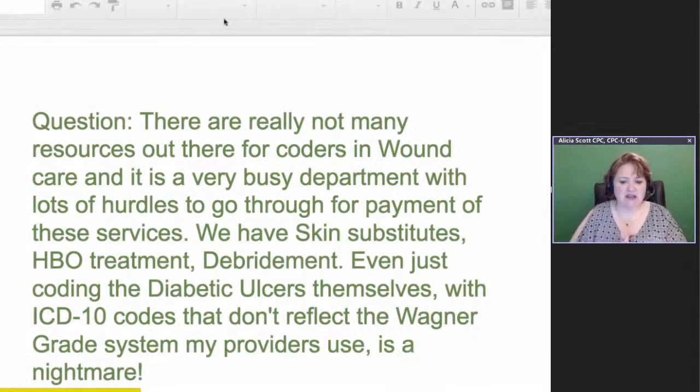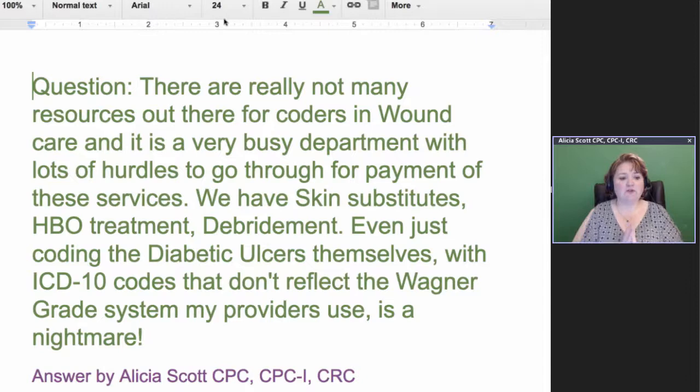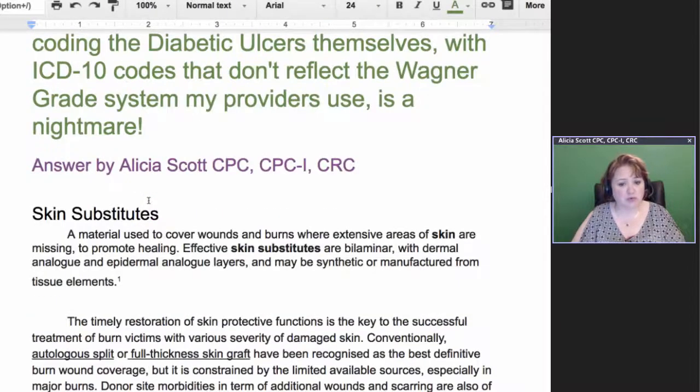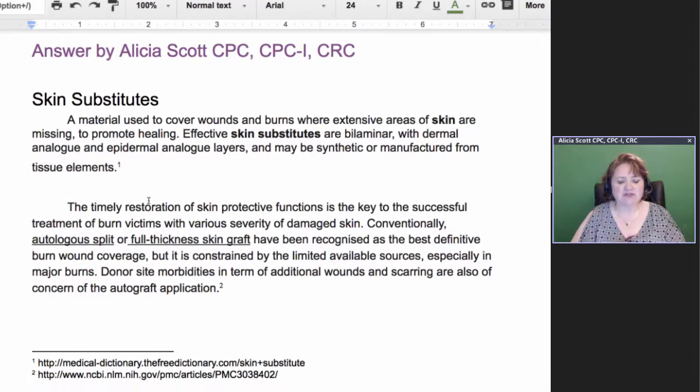Keep in mind that we've got a lot of requests out there for more information on wound care, and after talking to Chandra, we decided that we should divide it up into segments. So we'll do this topic of wound care more than once, but we'll do it in categories. So tonight I'm going to talk about skin substitutes.